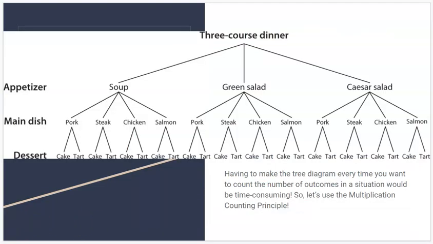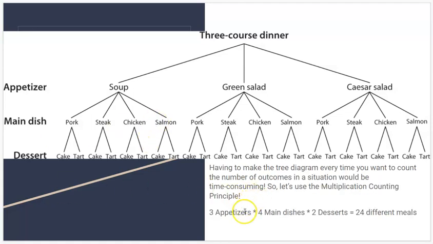Hopefully you've given that a shot. So if you wrote it correctly there, you should end up with something that looks like this. You've got 3 appetizers, 4 main dishes, and 2 desserts. Multiply all those numbers together for a simple, nice, and easy 24. And we already know from me telling you that there are 24 outcomes at the end of the branches, representing 24 different outcomes.